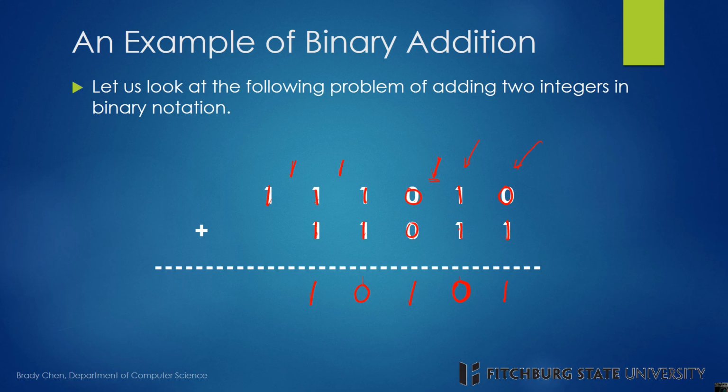Okay. So it's kind of tricky. You basically add three ones, right? So when you add 1, 1, 1, 3 is 1, 1, right? So you got a 1 and carry a 1 to the next position.